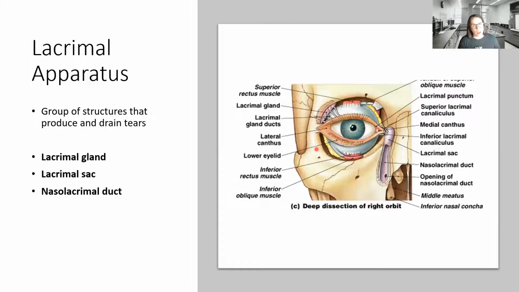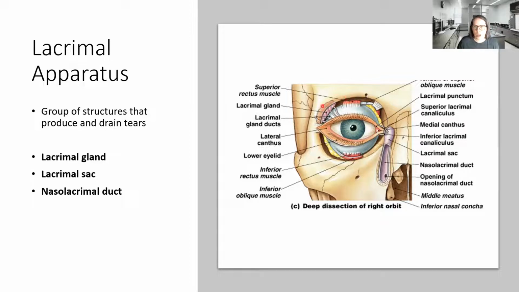Now, the lacrimal apparatus has a job of protection. There are lots of things that we have: our mucous membranes, our eyelids, our eyelashes are all there to help protect the eye. And one of the other components we have are the tears, the fluid that's around the eye and drains from the eye. It's produced and drained through the structures of the lacrimal apparatus. Three that we're going to be observing in lab are the lacrimal gland, the lacrimal sac, and the nasolacrimal duct.